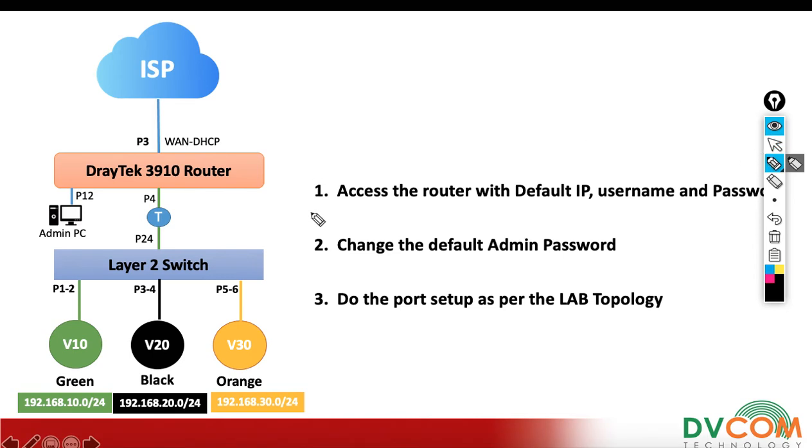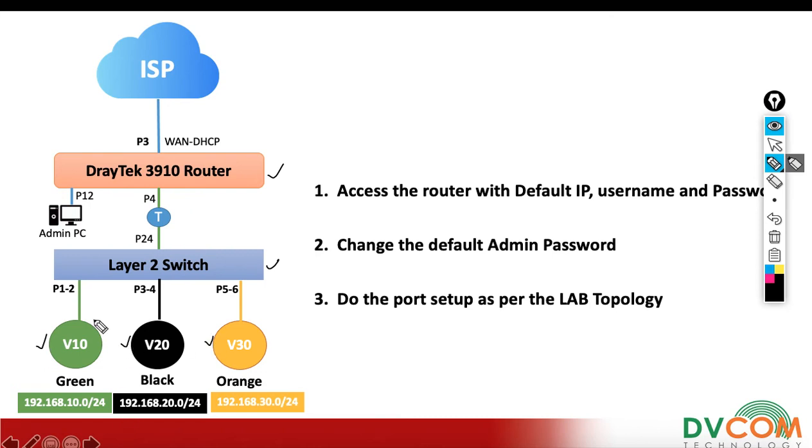In my lab, we have a DrayTek 3910 router which is going to act as a gateway for my internal and external network. And we have a layer 2 switch. Inside the layer 2 switch, we already configured 3 VLANs: VLAN number 10, VLAN number 20 and VLAN number 30.